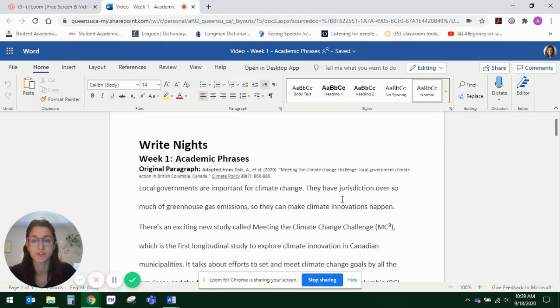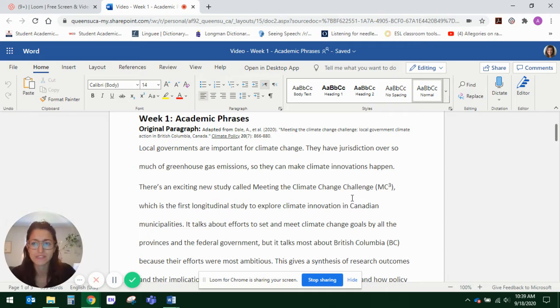So this is adapted from the abstract of Dale et al.'s 2020 article called Meeting the Climate Change Challenge, Local Government Climate Action in British Columbia, Canada, from the academic journal Climate Policy. And we're going to go sentence by sentence, and I'm going to show you how I would improve this paragraph so that it more effectively incorporates academic language.